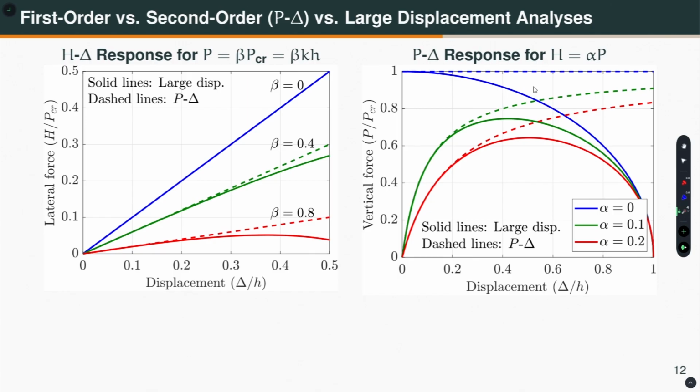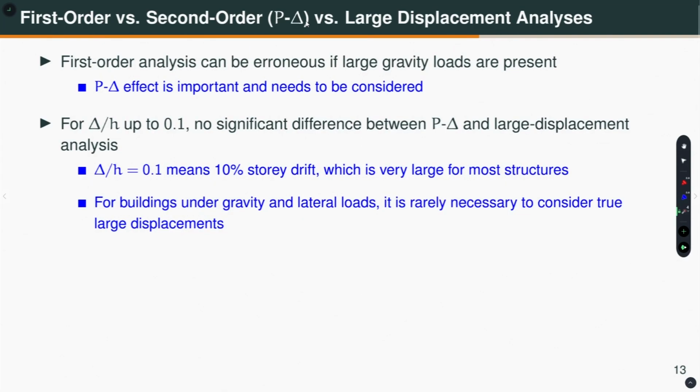So, one more time, the takeaway is the P delta effect cannot be ignored, but we may be fine by doing a simplified P delta analysis or a second order P delta analysis for most structural engineering problems. Okay. So, some remarks: first order analysis can be erroneous if large gravity loads are present. I have emphasized it several times.